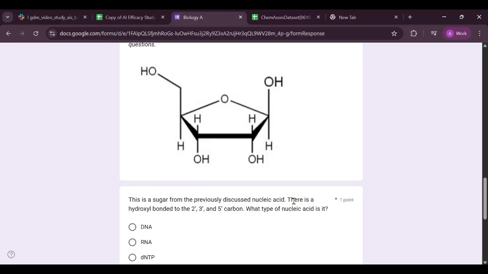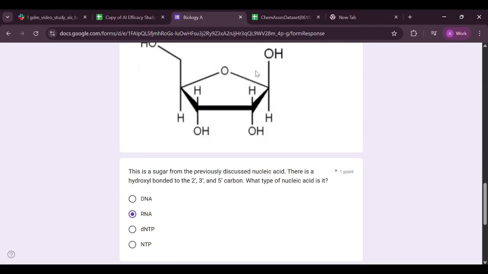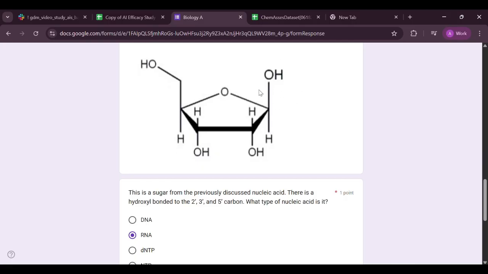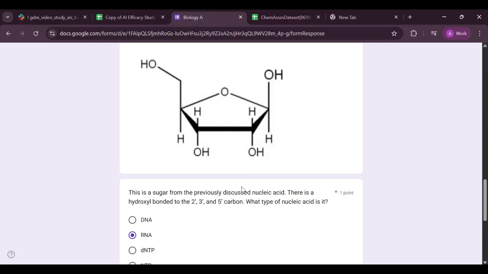There is a hydroxyl bonded to the 2, 3, 5 carbon. What type of nucleic acid is it? So it is an RNA-based nucleic acid, as the presence of this hydroxyl group makes it an oxy sugar, which is present in RNA.